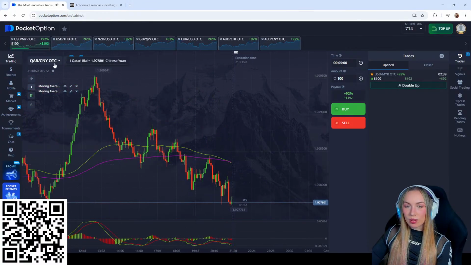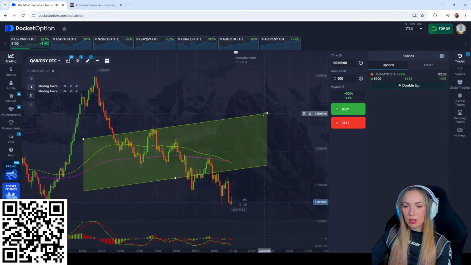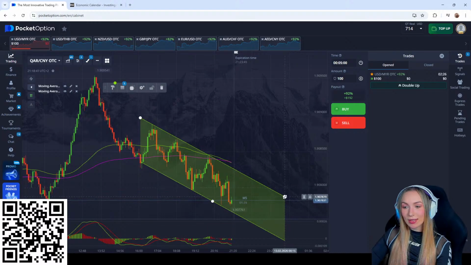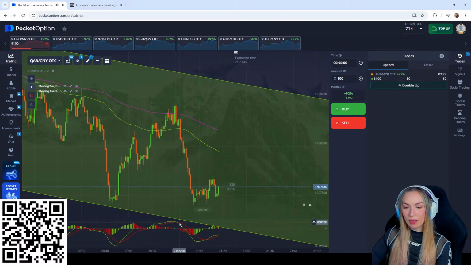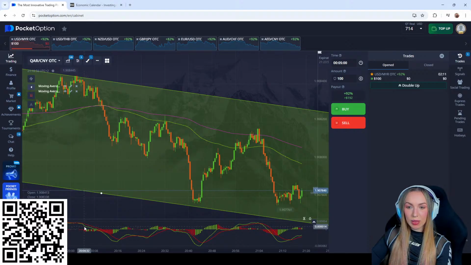Oh, by the way, look. QARCNY has a pretty beautiful structure. The downward parallel channel. Did I miss something here? It looks like we missed here some really nice trades. Like, look, here was an amazing signal to open the trade in the downward direction. Here so-so. Here was an amazing signal to open the trade in the downward direction.